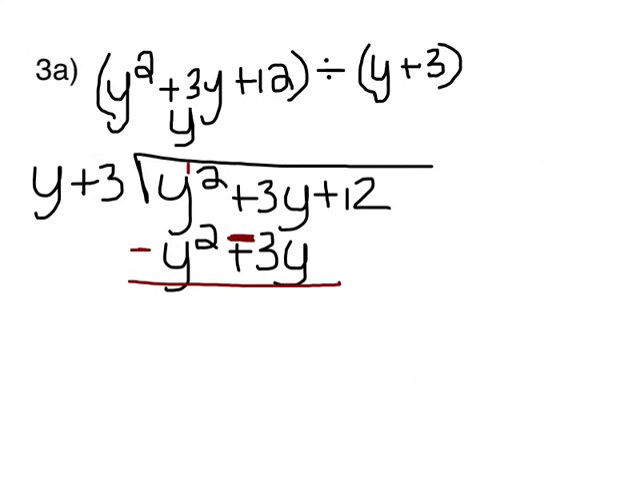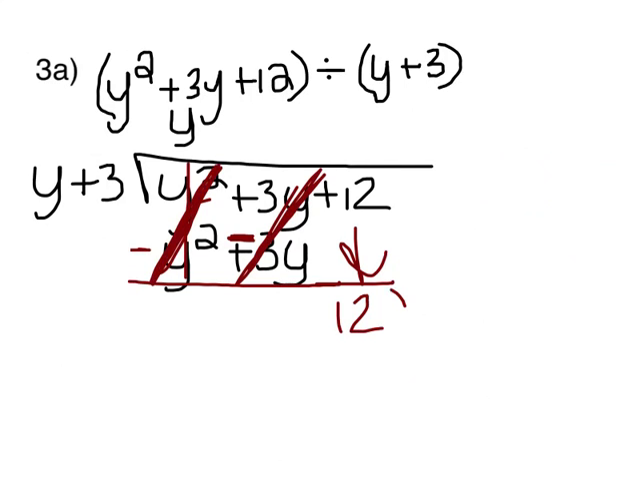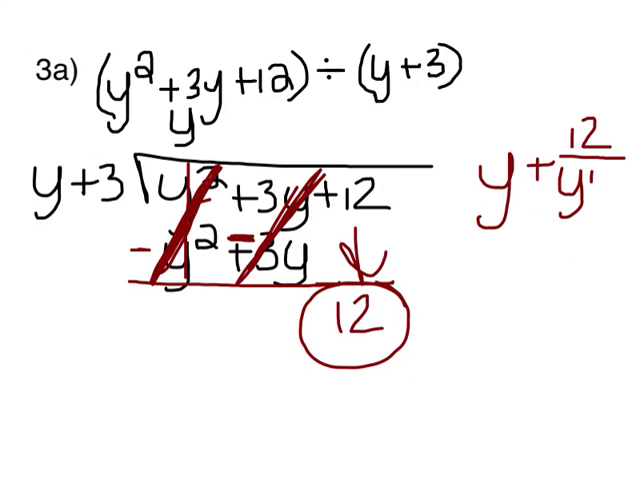Y squared minus y squared crosses off. A positive 3y and a negative 3y crosses off. And we'll bring down our 12. This will be our remainder. So our answer here is y plus 12 divided by y plus 3.